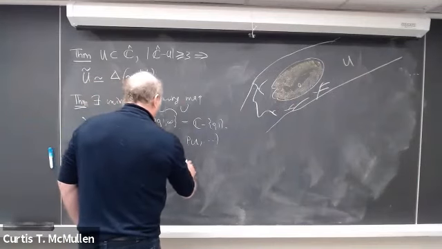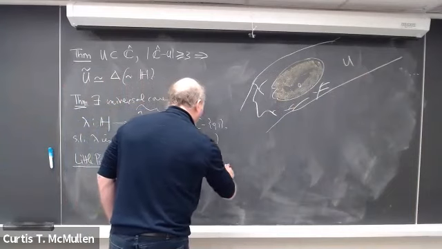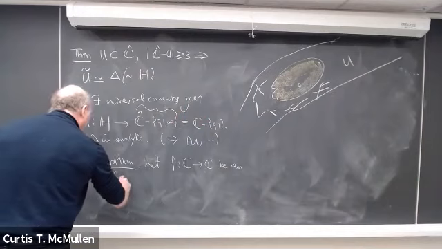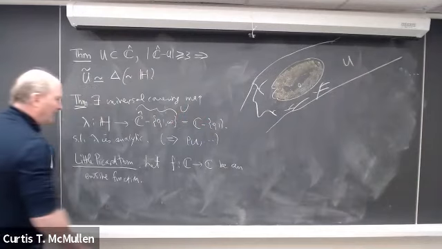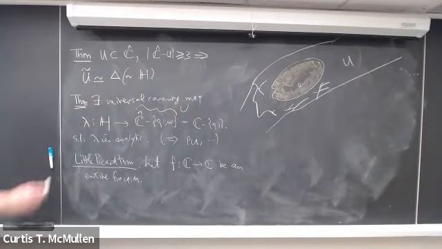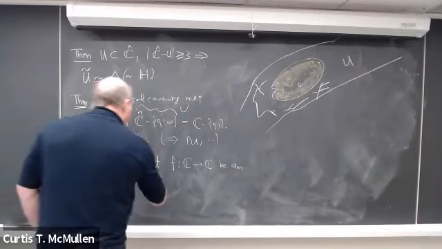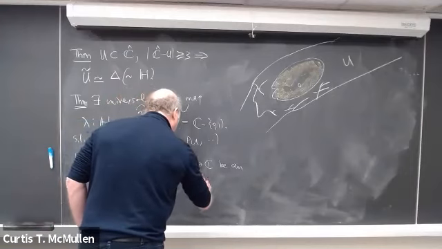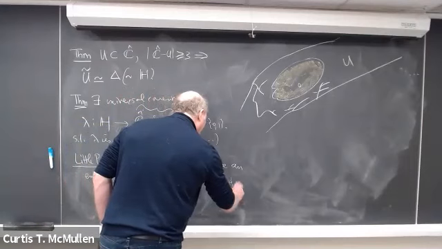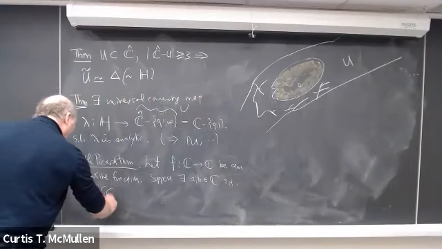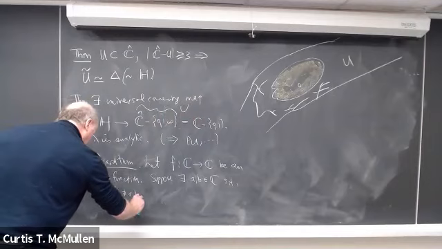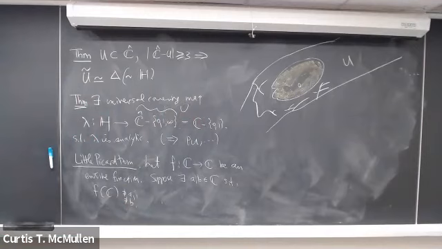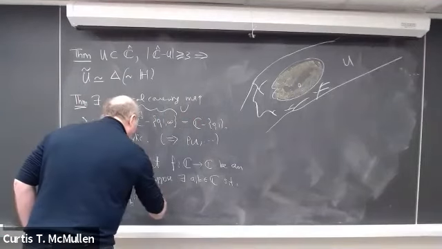Let f from the complex plane to itself be an entire function. This just means an analytic function on the whole complex plane, no poles. Suppose there exist 2 points A and B such that the image of f does not contain A or B. Then f is constant.